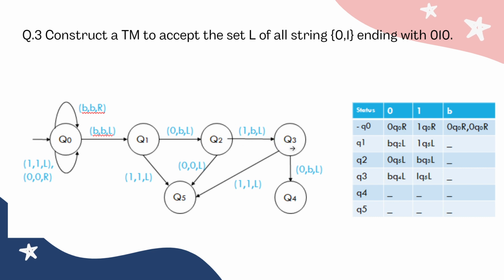Then if we have an input of 0 on state q3, we reach (b, q4, L), the fourth state. If we have an input of 1, we are on the q5 state, that is (1, q5, L), and left is blank. This is the Turing machine to accept the set L of all strings over {0, 1} ending with 010.